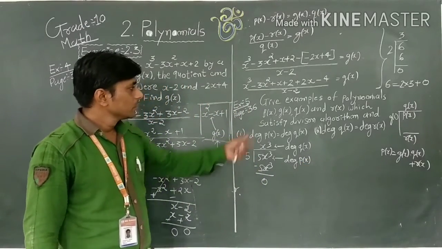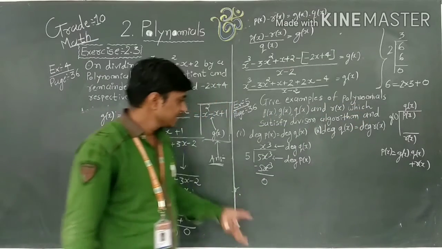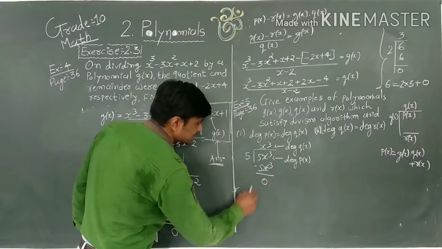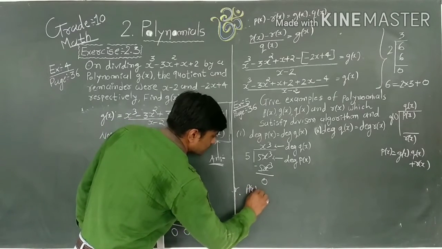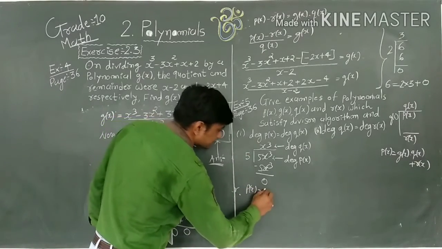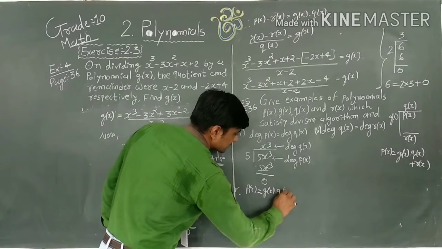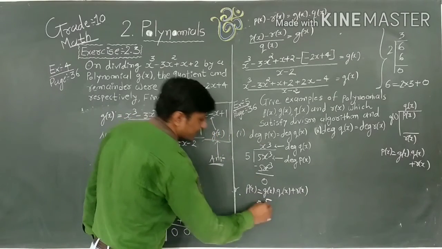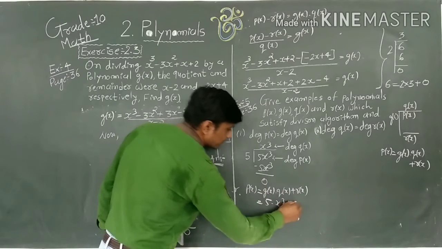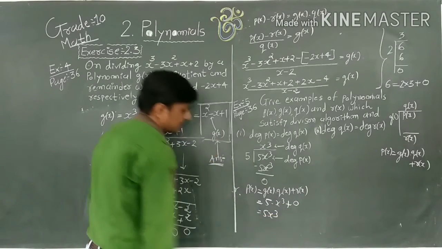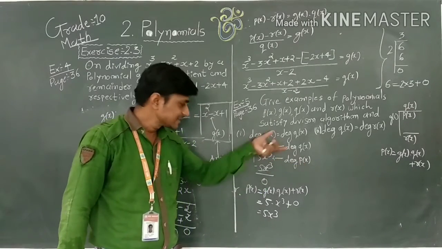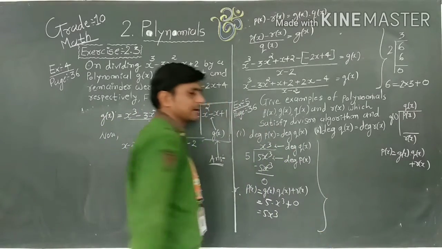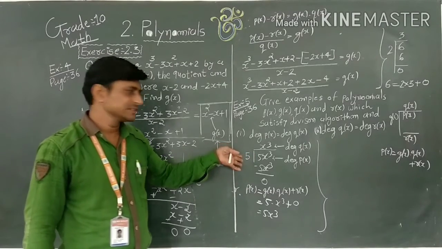Now, does it satisfy the division algorithm? Obviously it satisfies the division algorithm, or you can write p of x is equal to g of x into q of x plus r of x. That means put, what is g of x? 5. What is q of x? x cube. And what is the remainder? 0. Therefore we have 5x cube, and it is p of x. It satisfies the division algorithm rule. You can take any example which is in your mind.